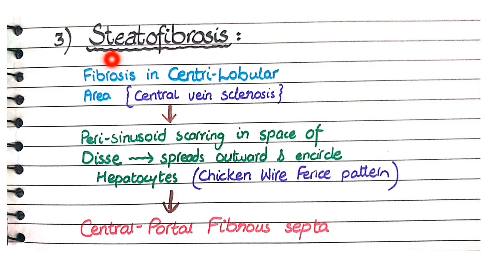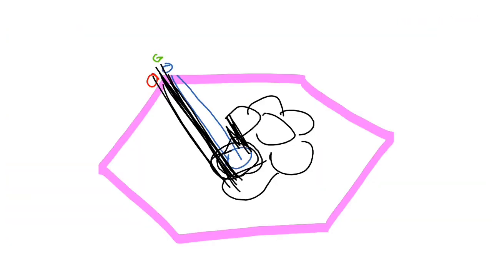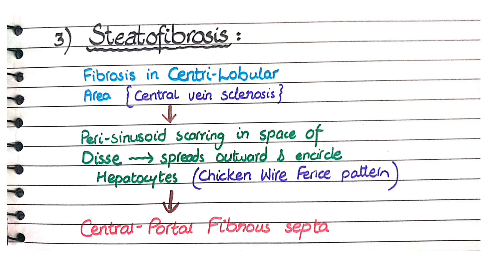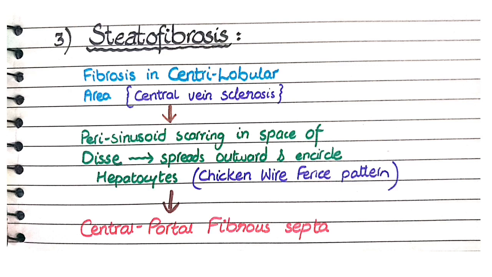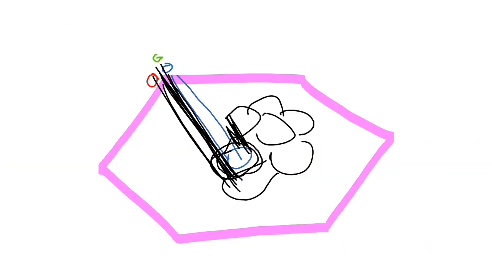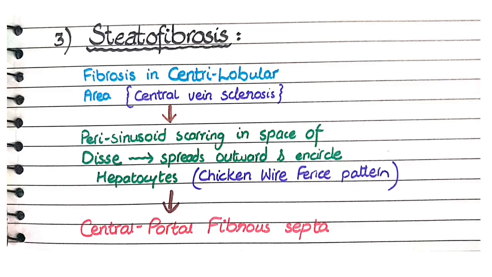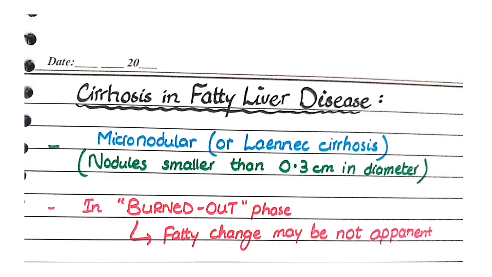So in steatofibrosis, firstly the fibrosis occurs in the centrilobular area, then the fibrosis occurs in the perisinusoidal area and progresses outwards and encircles hepatocytes in a chicken wire fence pattern. So here the chicken wire fence pattern will be visible, and as the condition progresses further, you see bridges of fibrosis between central vein and portal tracts that are known as central to portal fibrous septa. Now this stage of steatofibrosis does not end here. Rather, it ultimately results in cirrhosis.